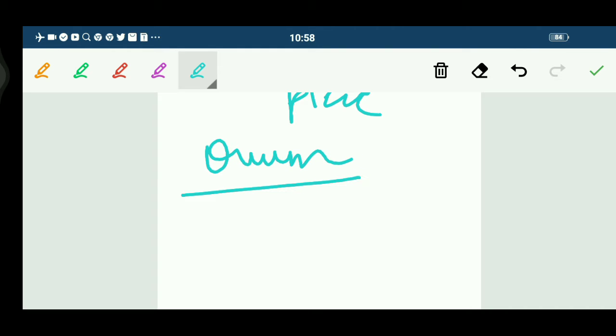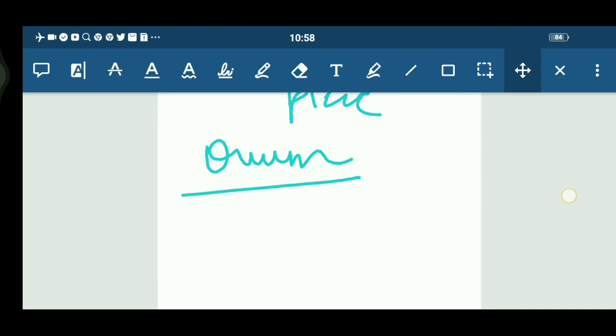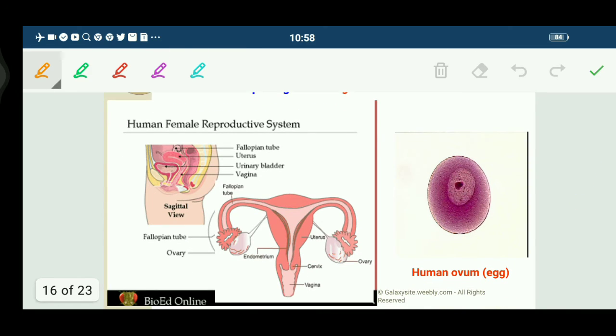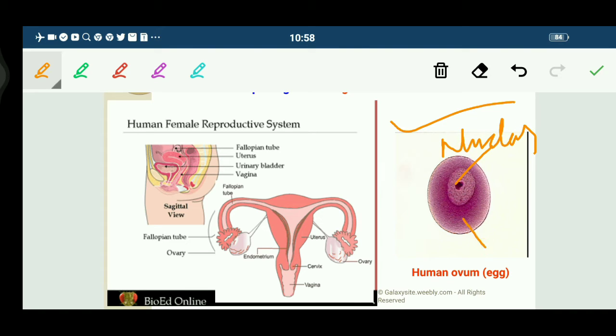Fine, students. Now coming to the next part, that is the ovum. So you can see here how the ovum looks. This is the nucleus. Then we have cytoplasm here. Then we have the cell membrane also. So this becomes the cell membrane.